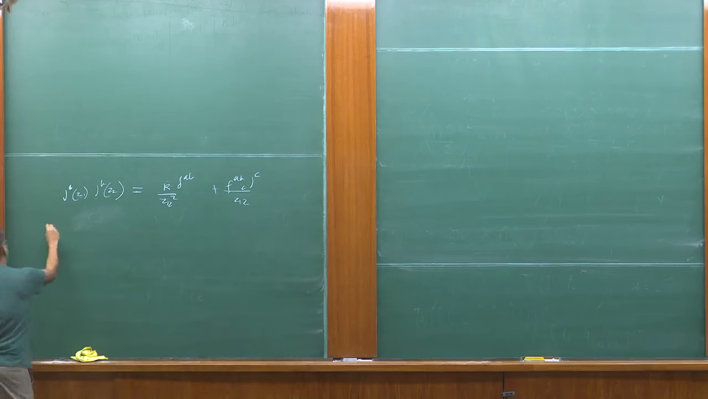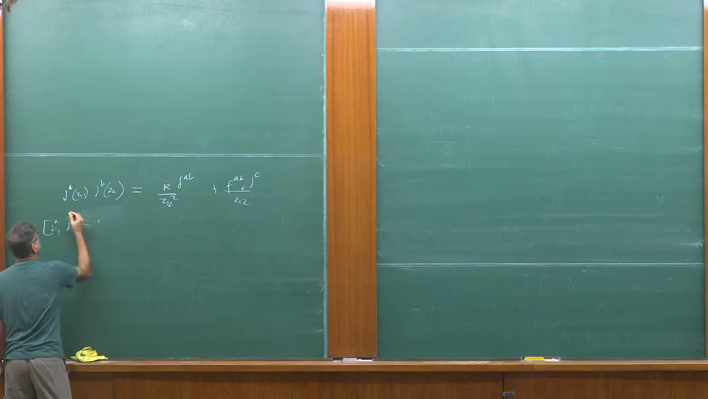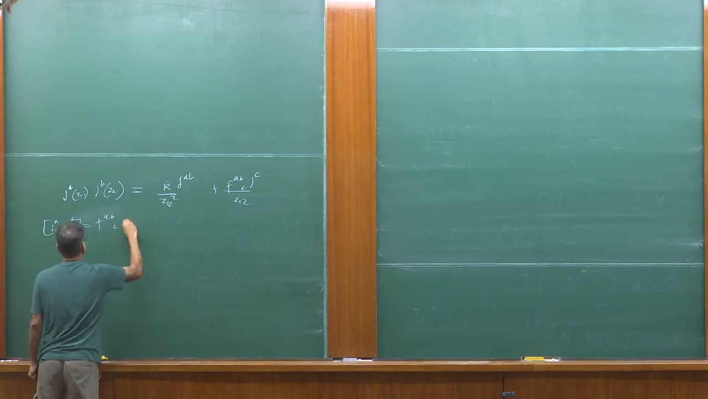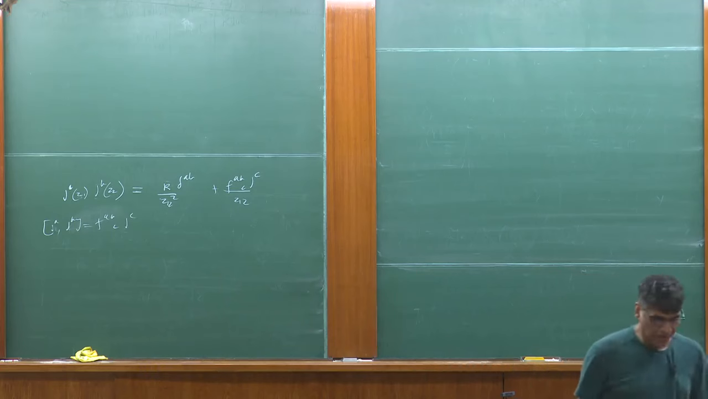Here f^ABC is defined such that, in the Lie algebra, [J^A, J^B] is equal to f^ABC J^C. So far so good. This is some straightforward generalization. Now, what else did we have in SU(2)? You remember from our earlier lectures. What else did we have in SU(2)?